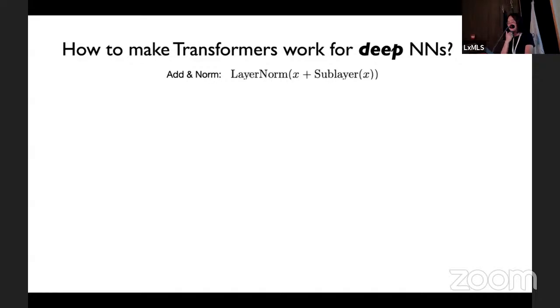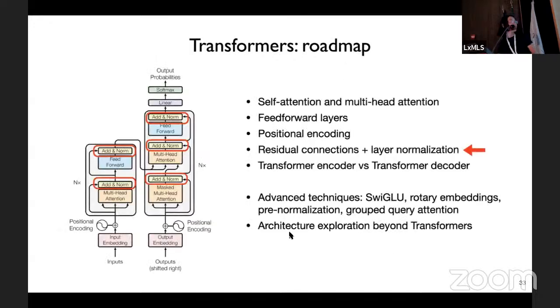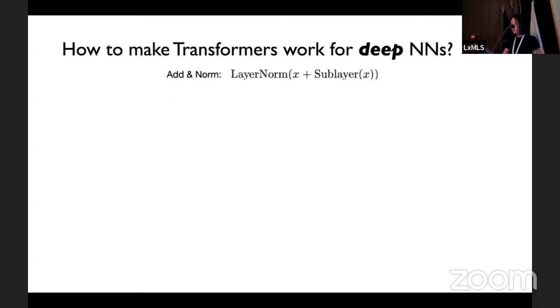One is the residual connection. The second is the layer normalization. If you look at the figure here, there are components called add and norm. So the residual connection and the layer normalization have been inserted at many different positions for both the transformer encoder and the transformer decoder. So what is the residual connection and what is the layer normalization?